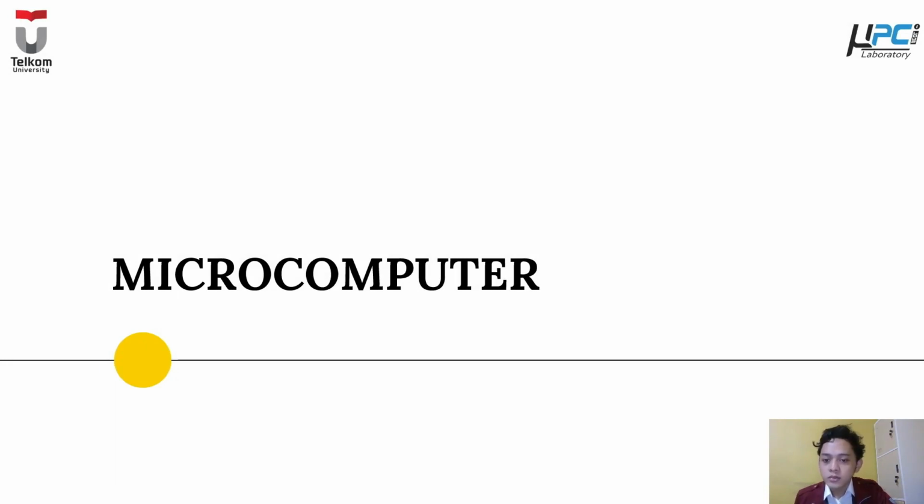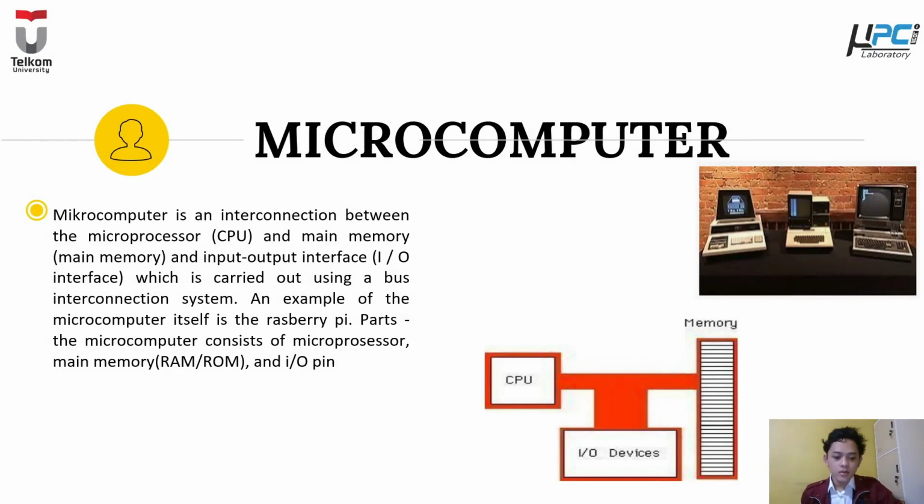So now it's about microcomputer. What is microcomputer? What is the difference between microcomputer, microcontroller, and microprocessor? So microcomputer is an interconnection between the microprocessor or CPU and main memory, an input-output interface or I/O interface, which is carried out using a bus interconnection system. As an example of the microcomputer itself is the Raspberry Pi. The microcomputer consists of microprocessor, main memory, RAM or ROM, and input or output pin.